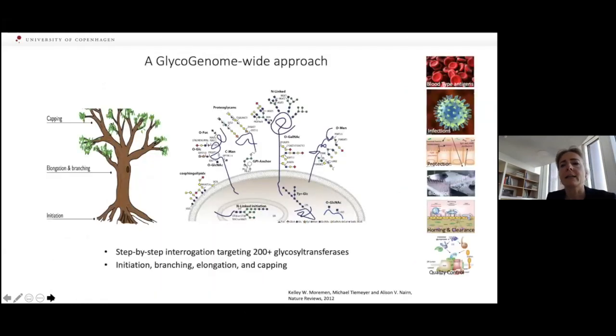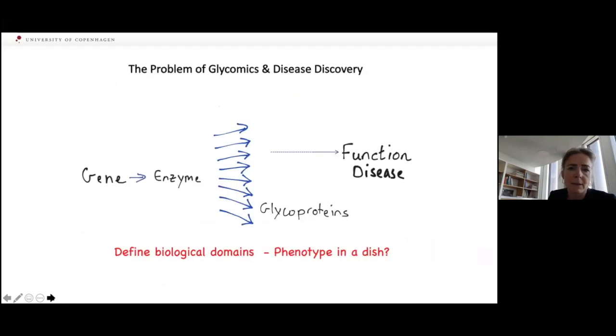Glycans are involved in the vast majority of biological functions: our blood type antigens, pathogen infections, the mucus protection of our cells, the immune system, and protein folding. Glycans come in various forms, and they are made by more than 200 glycosyltransferases, important for the initiation, branching, elongation and capping of glycans.